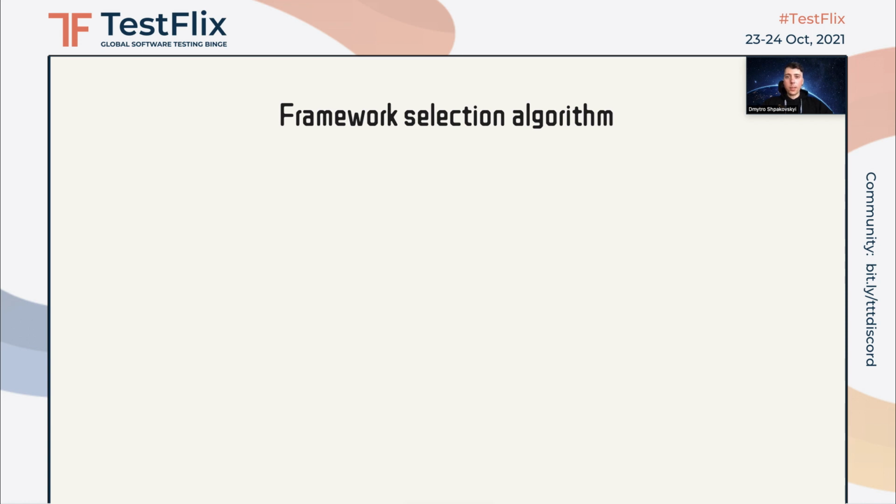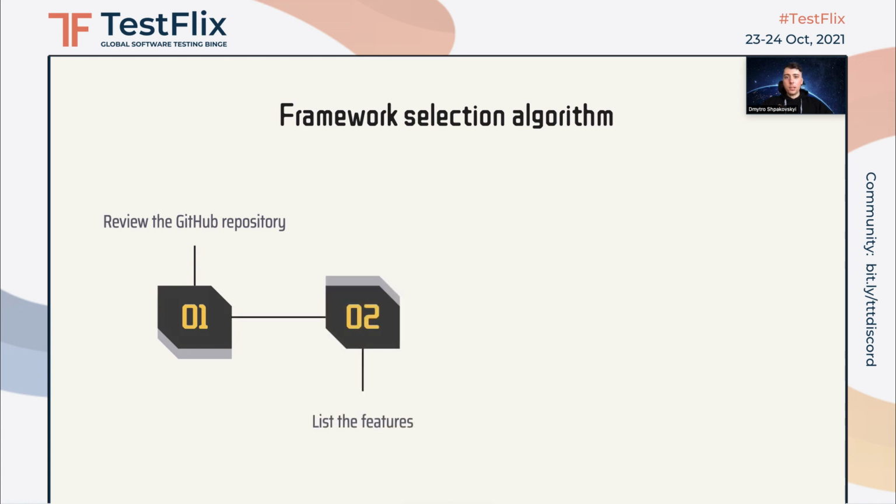The final algorithm for test automation framework selection can somehow look like this. Firstly, review the framework repository on GitHub. How popular it is, how often does it get updated, how active is the community, what is the amount of opened issues, and how fast the bugs are being fixed. Then look at the list of features provided by the framework.